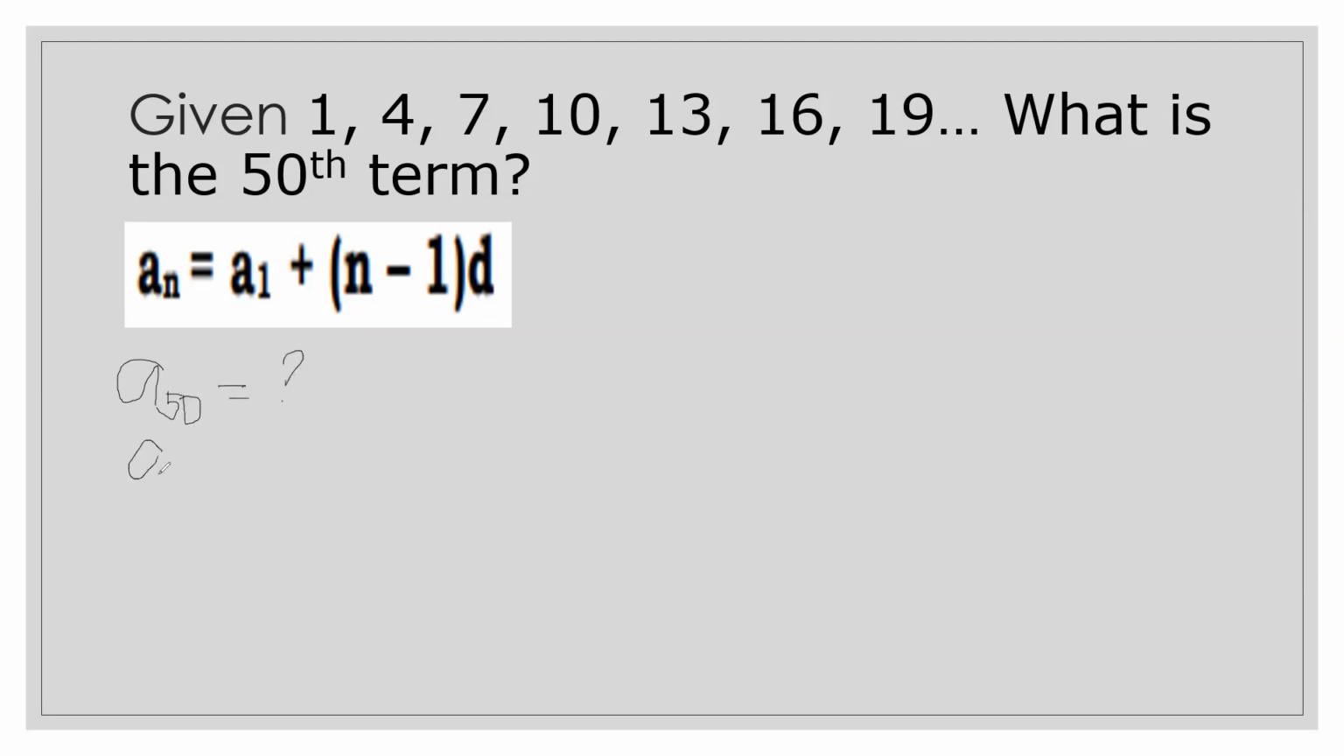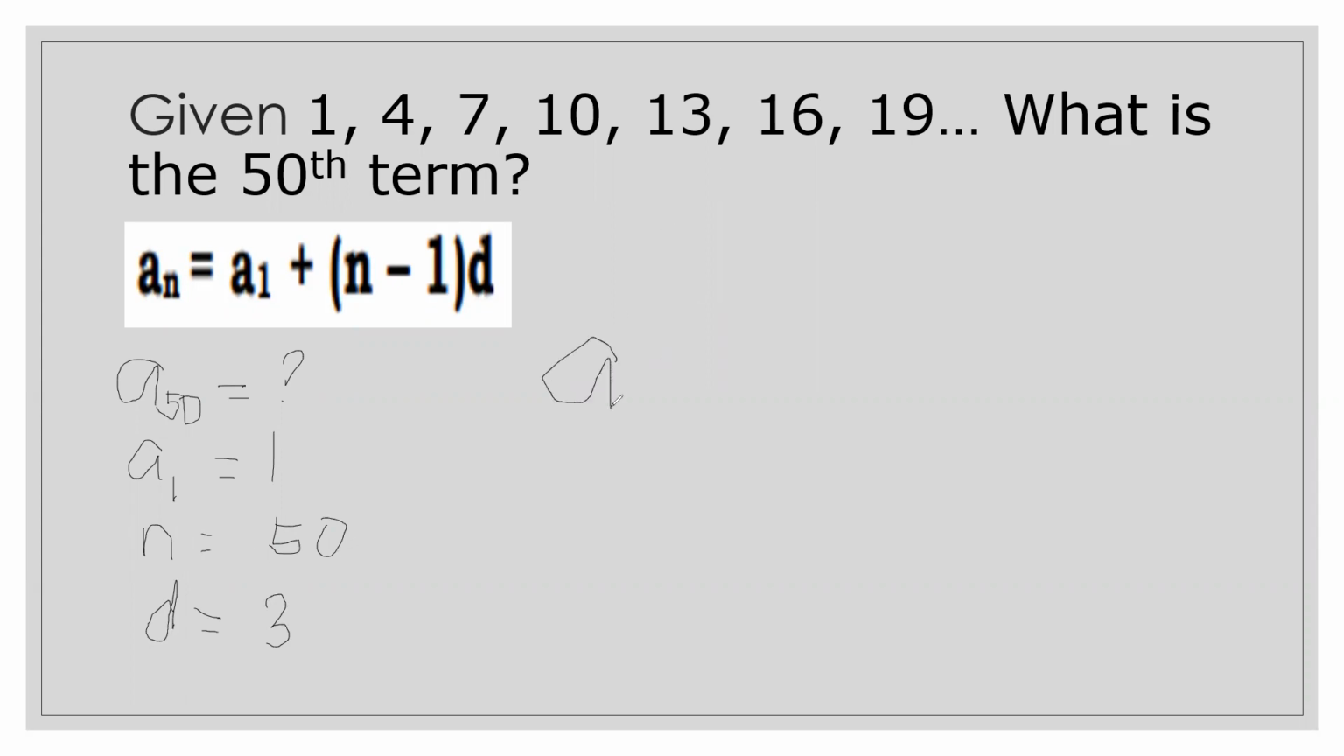So, what is A sub 1 for our first term? 1, sir. That is 1. That's correct. How about our N? 50. That's 50. Kasi we are talking about A sub 50. A sub N. So, ang N natin ay 50. And last one, what is our D? 3, sir. Okay po. So, nadadagdagan siya ng 3. So, that is positive 3. So, ilalagay natin dyan as positive 3.